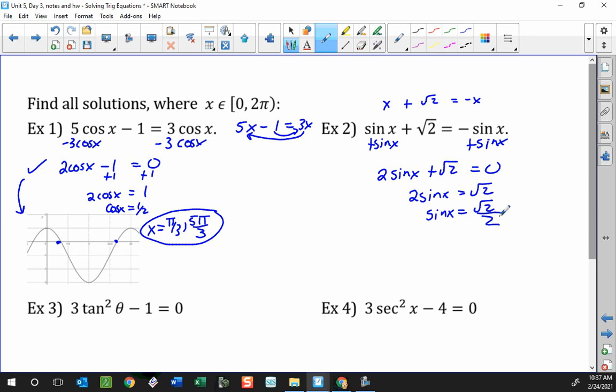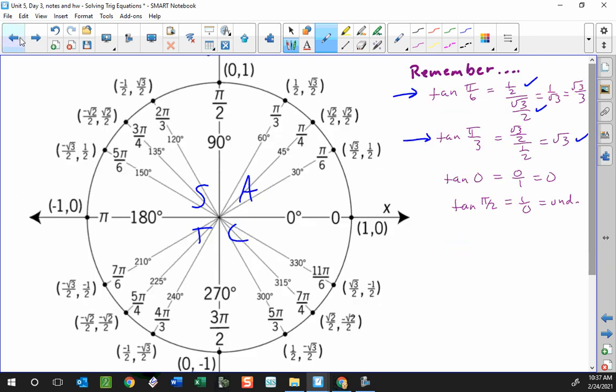Oh, that's a 45-degree angle. So I need to go find all the angles where the sine is radical 2 over 2. So there it is right there, the y value, pi over 4. And sine is positive in the second quadrant, so there it is again, 3 pi over 4.